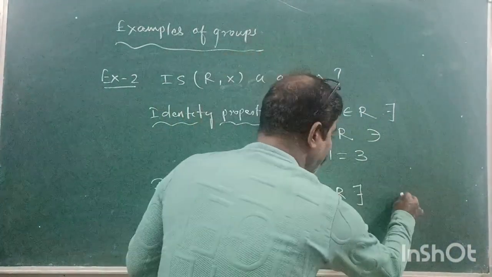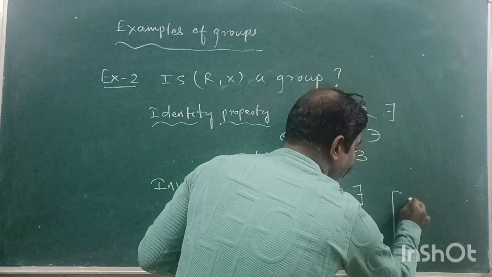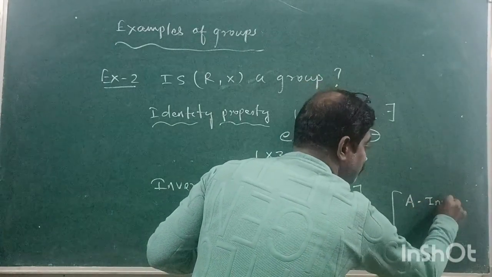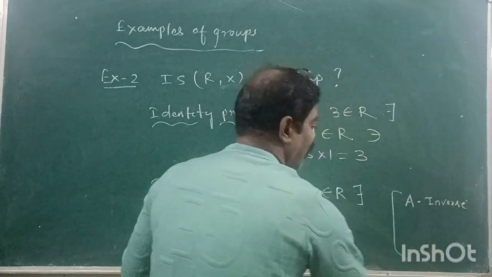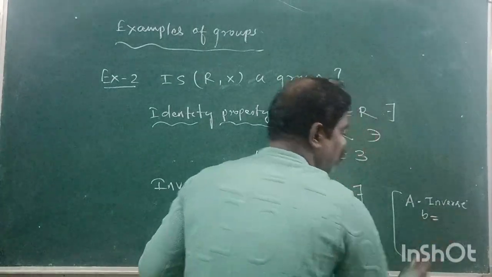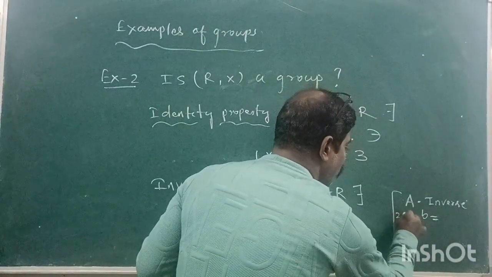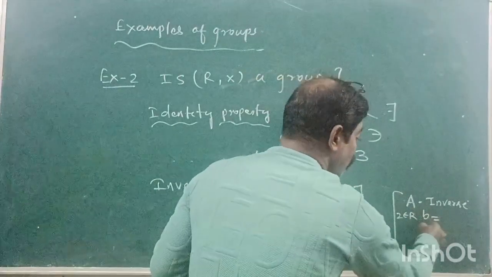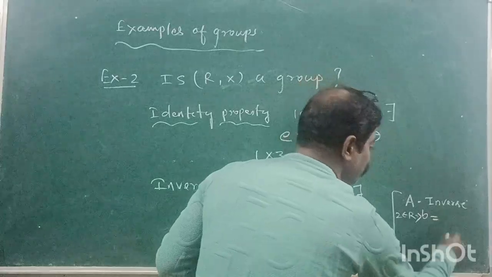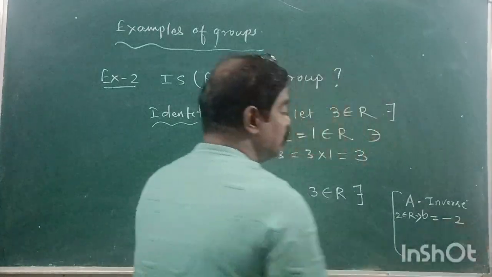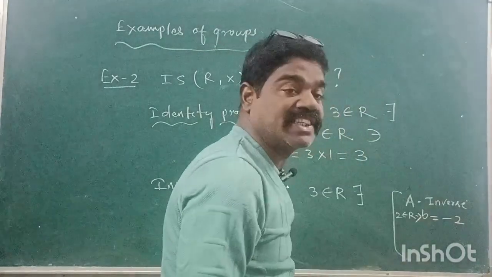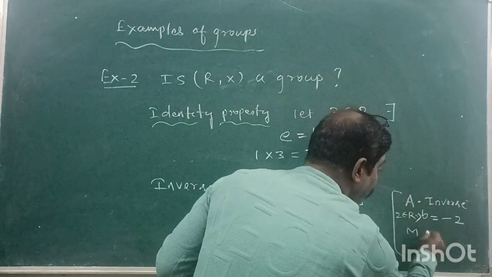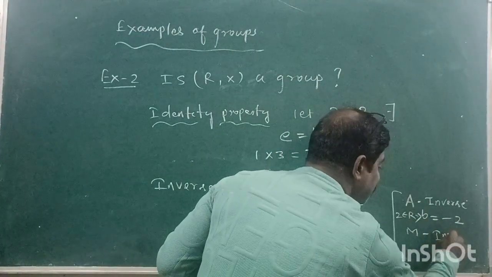See here, I'm writing additive inverse. b is equal to how much, do you know? Suppose you are taking one element, 2 belongs to any set R. This implies b is equal to how much, do you know? Remember, minus 2. That is additive inverse. For multiplicative inverse, remember, multiplicative inverse.